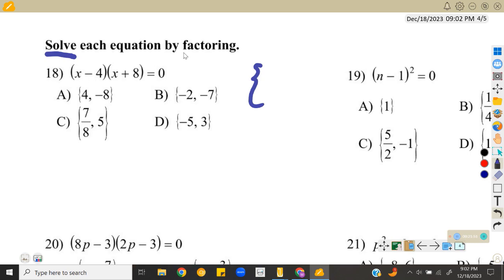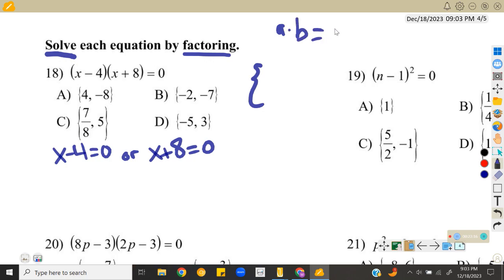When we solve by factoring, we would usually set each factor equal to 0. So the way you would solve this would be you would write x minus 4 equals 0, or x plus 8 equals 0. And this was called the zero product property, right? We knew that if I multiply two numbers, a times b, and I get 0, then that means that one of them has to be 0, right? Either a is equal to 0 or b is equal to 0.